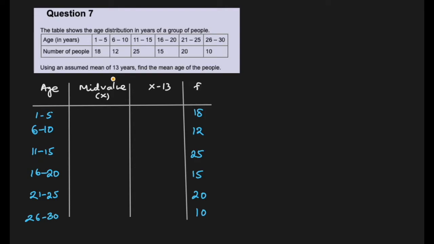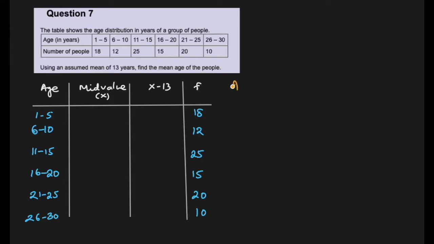In question 7, they have given a table. There are age groups, which are equally distributed, and there is frequency, the number of people. So it means that 18 people have age from 1 to 5, and say 20 people have age 21 to 25. This is what it is about. Using an assumed mean of 13.